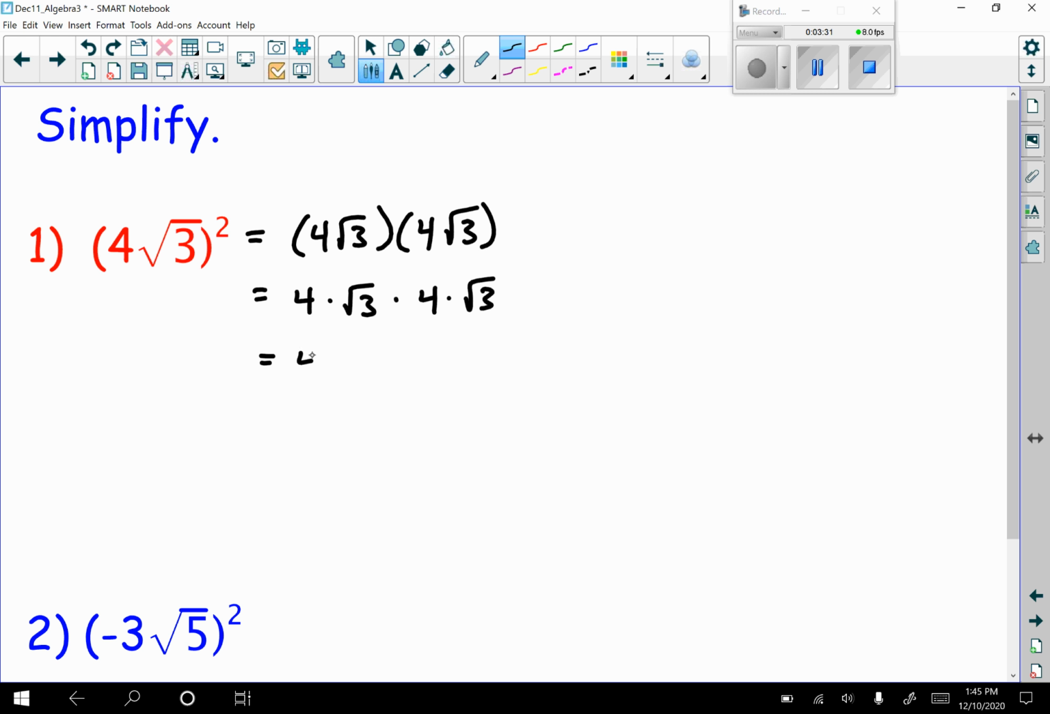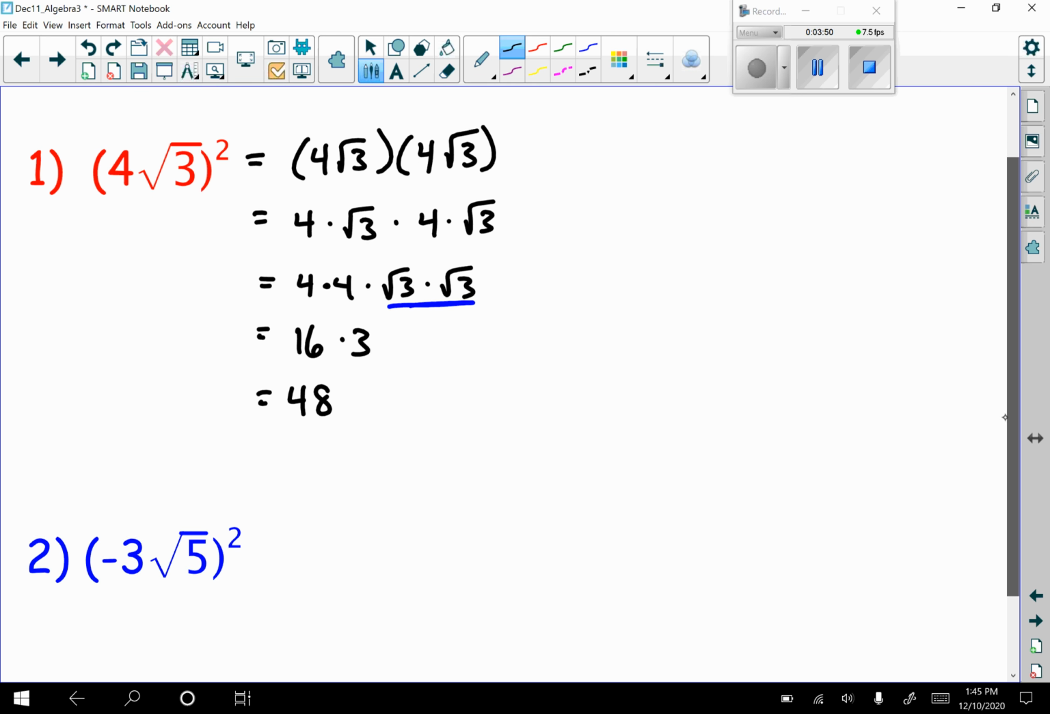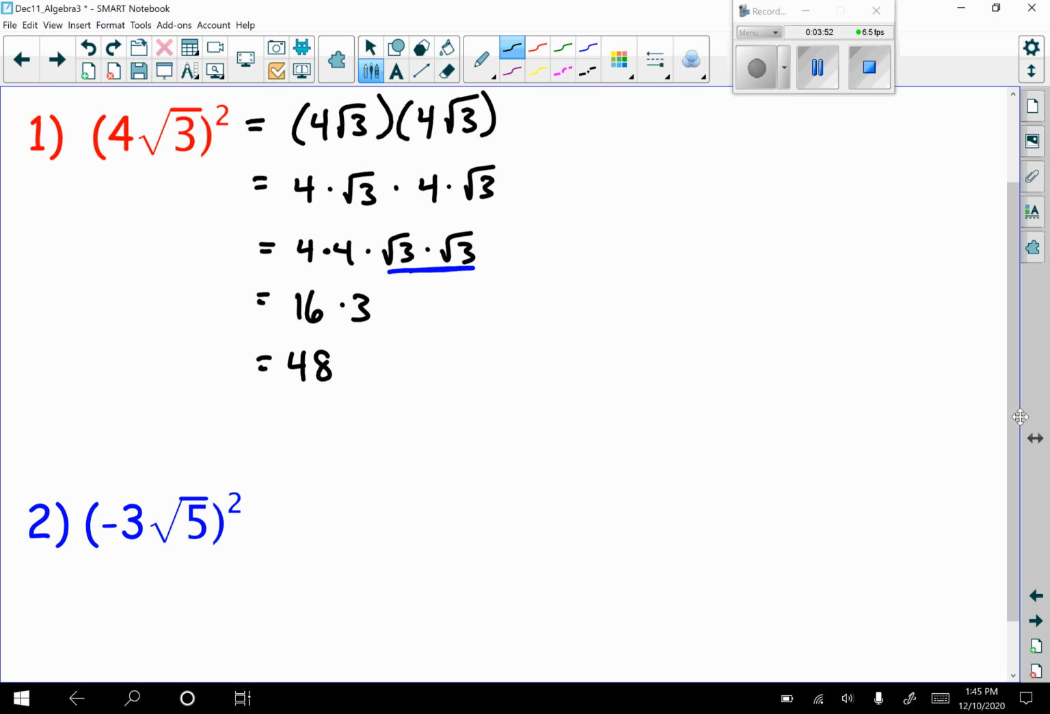Now that we look at it this way, I could rearrange them: 4 times 4 times radical 3 times radical 3. 4 times 4 gives me 16. If you remember from the last page, radical 3 times radical 3 is just 3. So we get 16 times 3, which turns out to be 48. So you try number 2 now. Use number 1 to help. Pause the video and give number 2 a try.